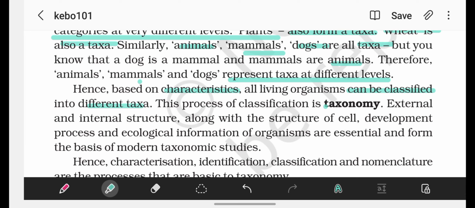The process of classification is taxonomy. एक taxa को classify करने की procedure को बोलेंगे taxonomy. The external and internal structure along with structure of cell, development process, ecological information of organism are essential and form the basis of modern taxonomy. ये क्वेश्चन आ सकता है कि मॉडर्न टैक्सोनॉमी के बेसिस क्या है. इंटरनल स्ट्रक्चर ऑफ सेल, डेवलपमेंटल प्रोसेस, इकोलॉजिकल इंफॉर्मेशन. एक ऑर्गेनिज्म की ये बेसिक क्राइटेरिया है मॉडर्न टैक्सोनॉमिकल स्टडीज़ के. प्लीज़ रिमेंबर दिस.